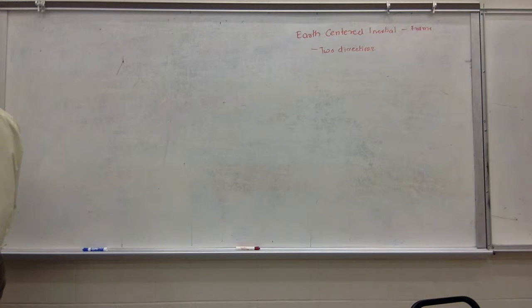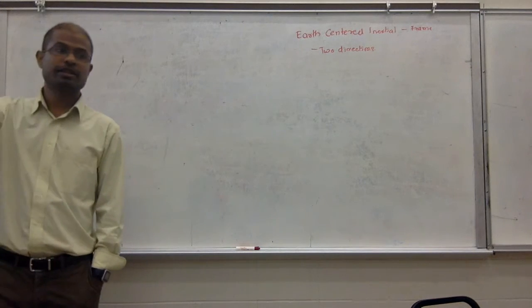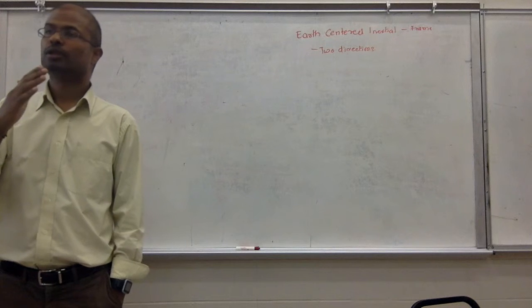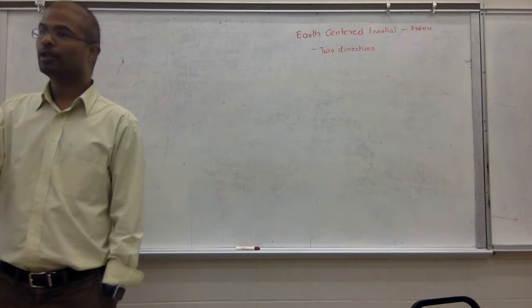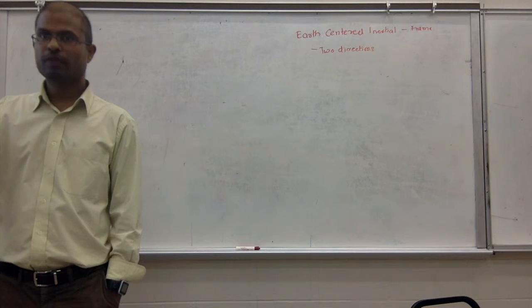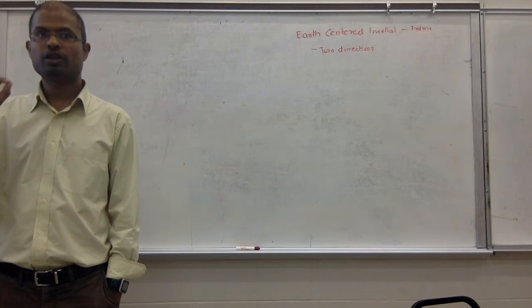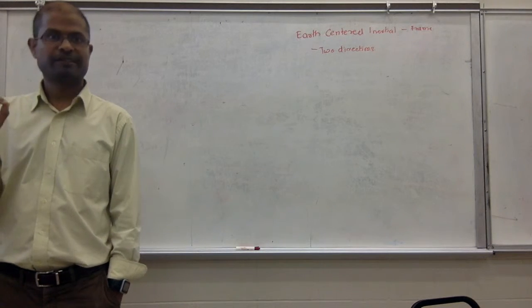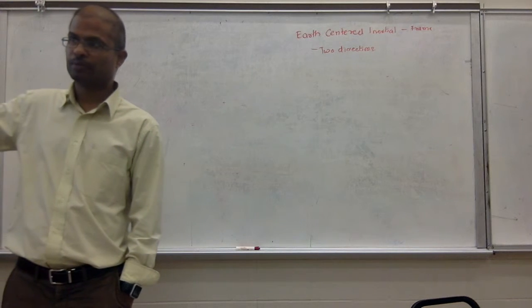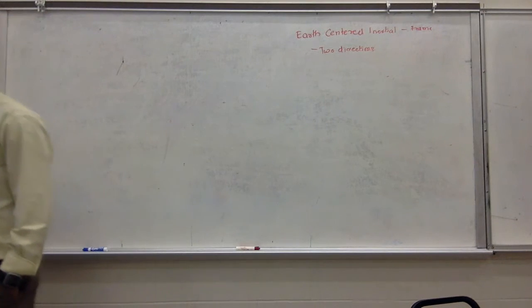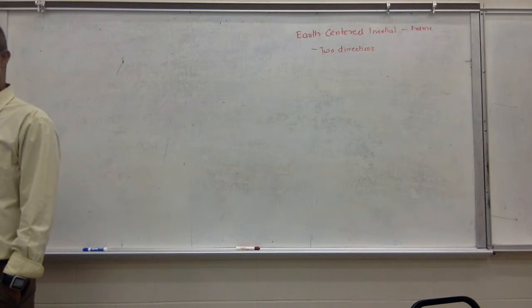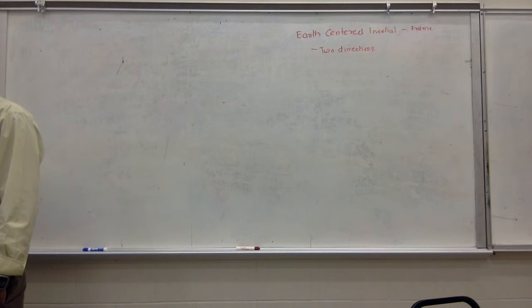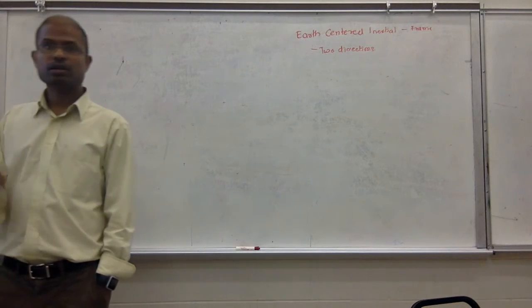Alright, so the x direction is defined as the direction of the vernal equinox. On the first day of spring, the line passing through the center of Earth and 0 degree longitude is the x direction of this ECI frame. Okay? Clear? Again, it is just nothing but 0 degree longitude. So the x direction is the 0 degree longitude on the first day of spring.